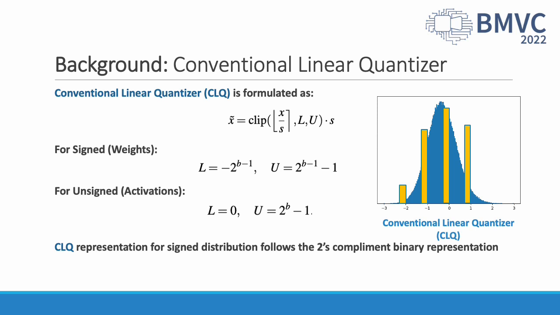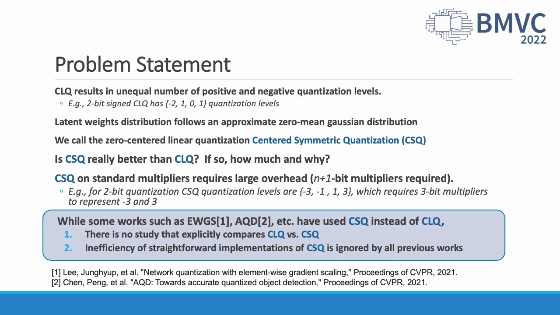And one important thing to note here is that the minimum and the maximum quantization level for the signed CLQ are not the same. This is because signed CLQ uses 2's complement representation, which does not have the same number of positive and negative values. Okay, so let's move towards the problems addressed in our work.